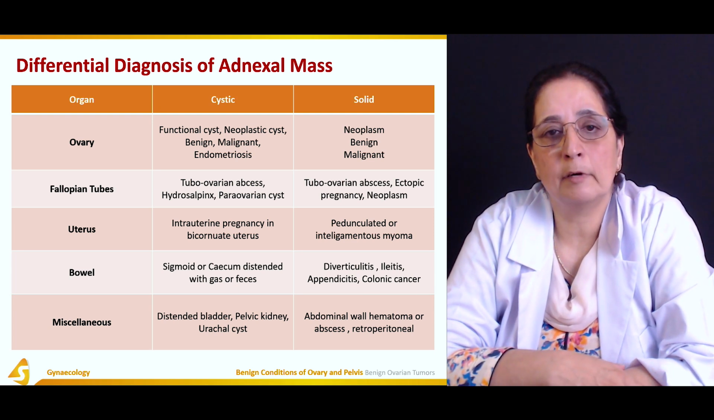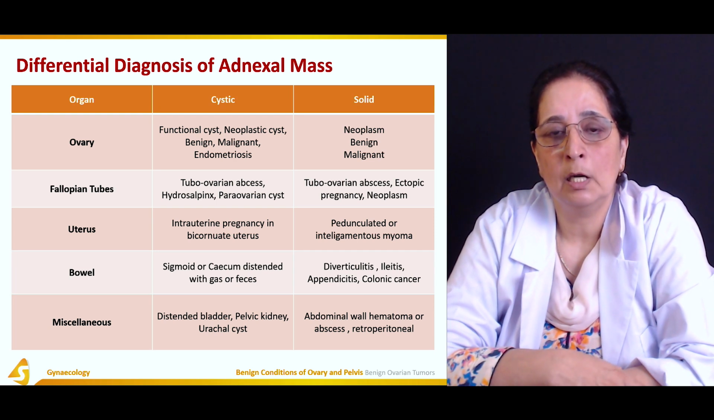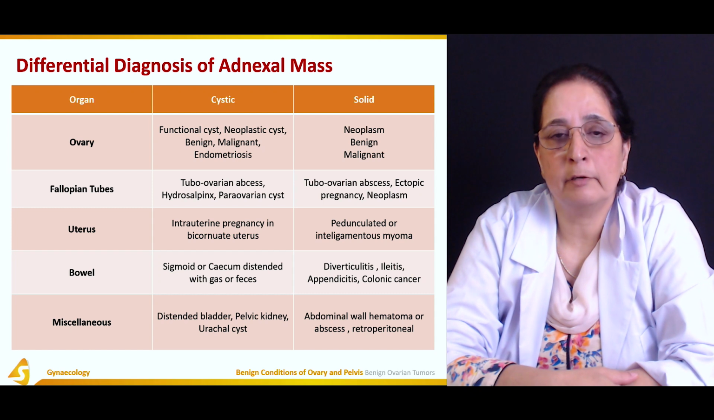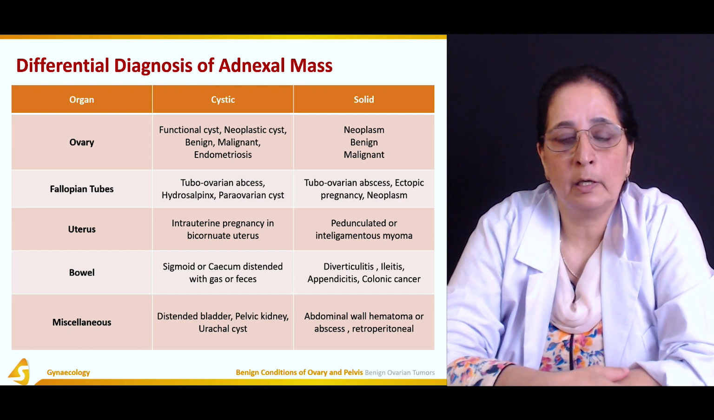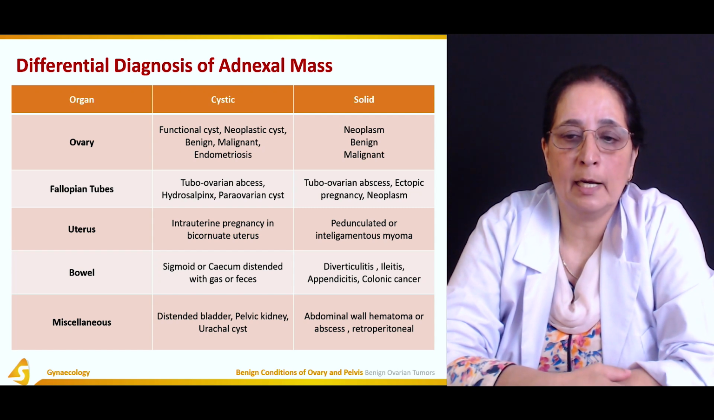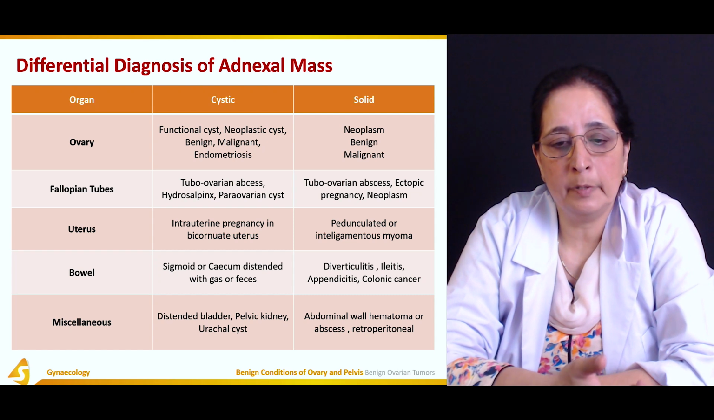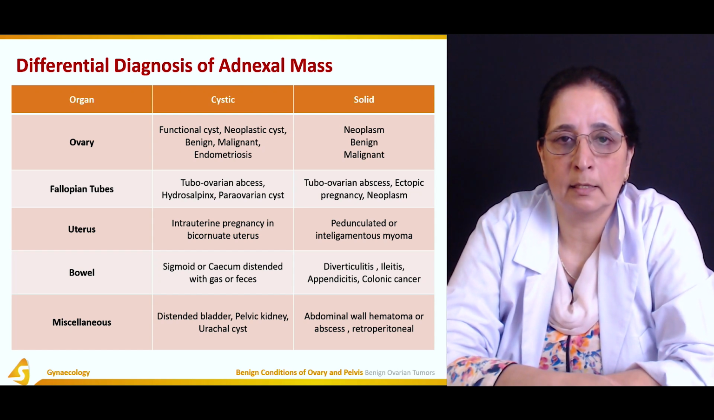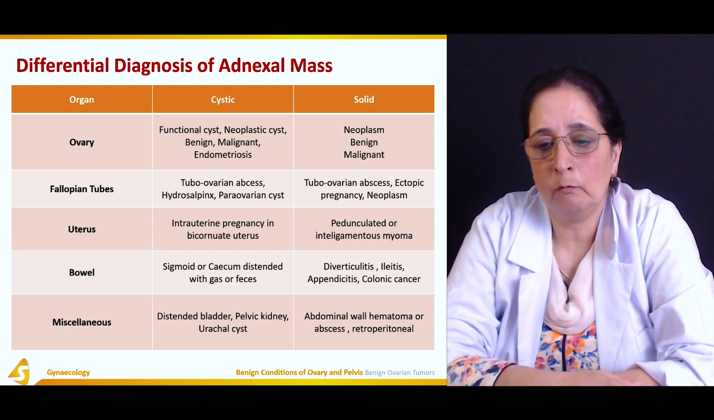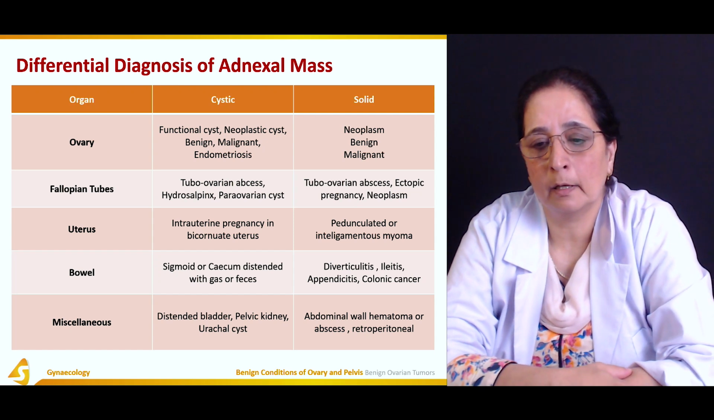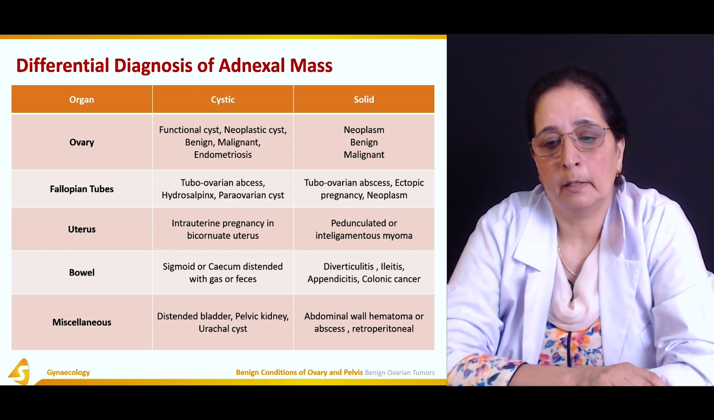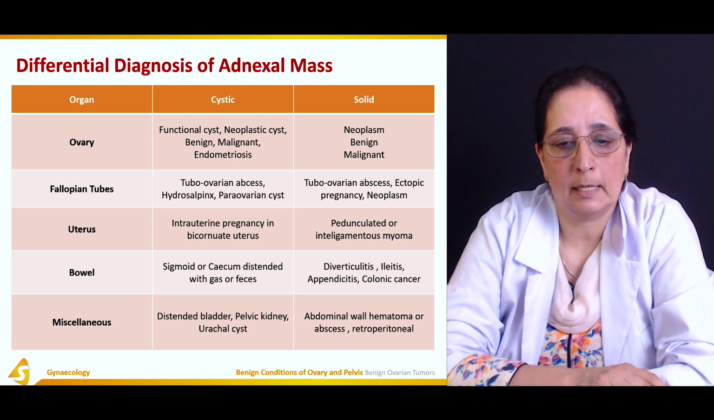And then solid can be diverticulitis, infection of the diverticula. Diverticula are outgrowths or projections from the lumen. Ileitis, inflammation of the ileum, appendicitis, or colon cancer can all present as a solid adnexal mass. Then miscellaneous causes can be a distended bladder, pelvic kidney, or urachal cyst. All these can present as adnexal masses. Then an abdominal wall hematoma or retroperitoneal mass can give the differential diagnosis of a solid adnexal mass.